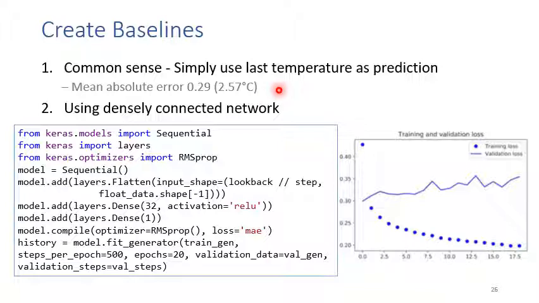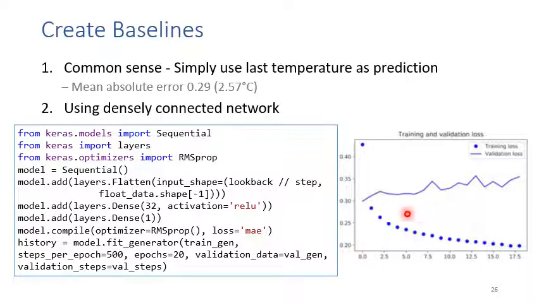Okay, the second baseline is to use a densely connected network to predict temperature. So we just use one hidden dense layer in the sequential model, and we choose the output dimension to be 32. The output is one neuron without activation function because we want to predict continuous data. We trained with 20 epochs, and each epoch has 500 steps.